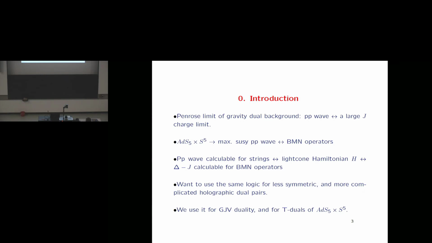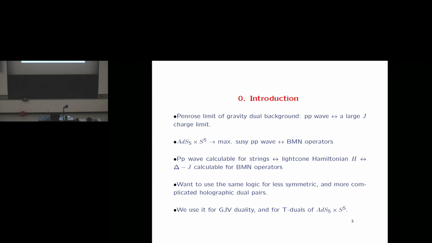So the Penrose limit corresponds, as you know, to a large charge limit in the field theory. And the reason one takes the Penrose limit is because we obtain a pp-wave where strings are calculable, so we can understand something about the corresponding operators at large charge in the field theory. And so I would like to use this idea for less symmetric and more complicated holographic dual pairs where perhaps we don't understand yet the duality well enough, so this will give a handle on it.